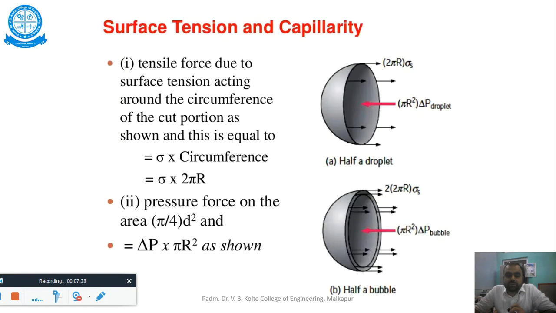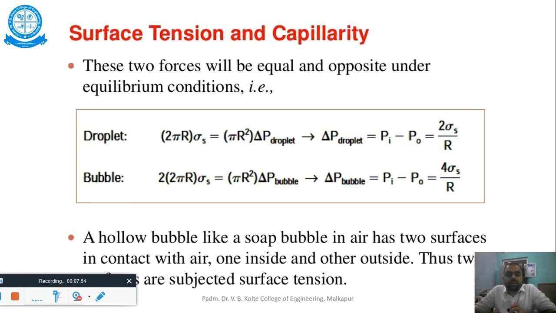Then we have to find out the pressure force. The pressure force acts on the area, and the area of our liquid is pi by 4 D squared. So the pressure force is the change in pressure, delta P, multiplied by pi R squared. Okay, as shown in the figure, these are the two forces. These two forces will be equal and opposite to each other under equilibrium condition. Then we have to equate the forces. Here it is equated: twice pi R into sigma s is equal to pi R squared into delta P for the droplet. For the droplet, delta P means the change in pressure. So the change in pressure is equal to pressure inside minus pressure outside, Pi minus Po.